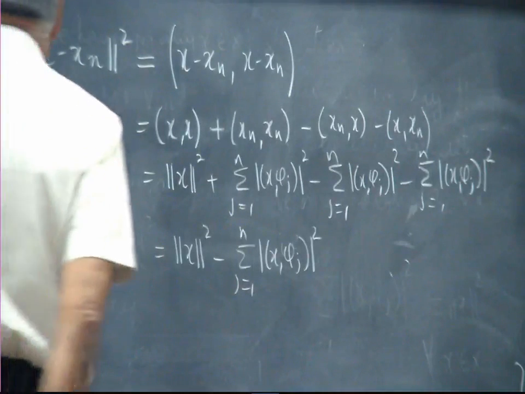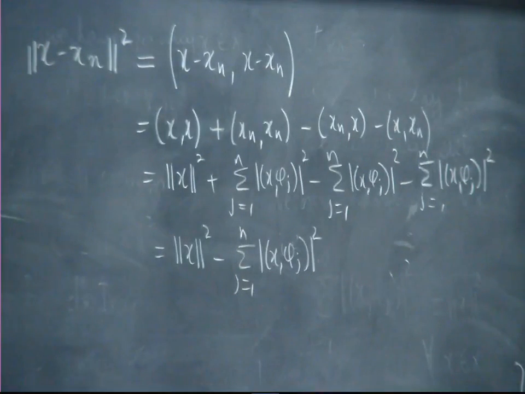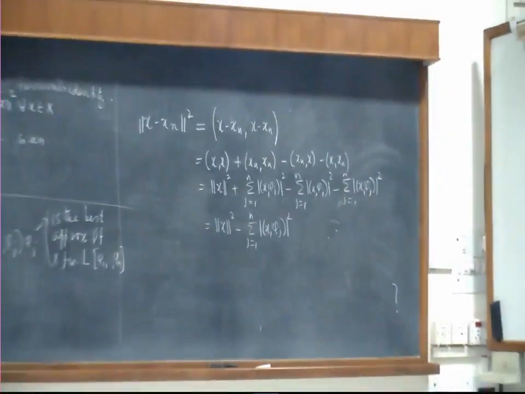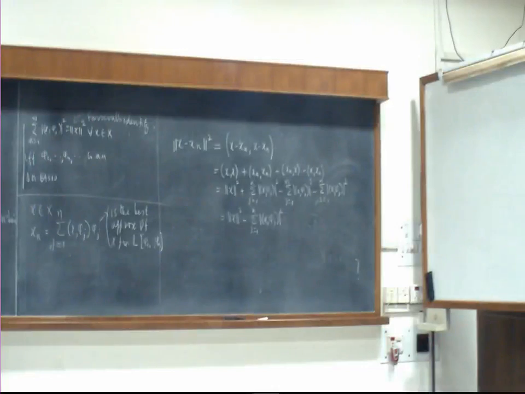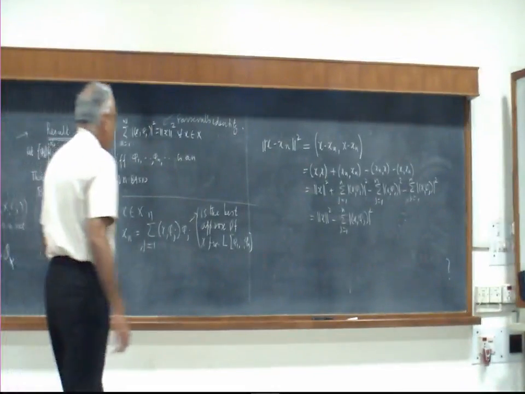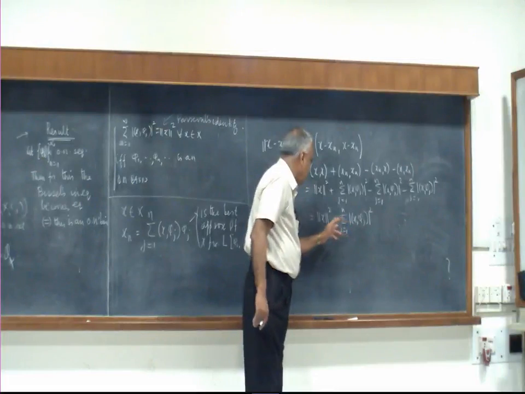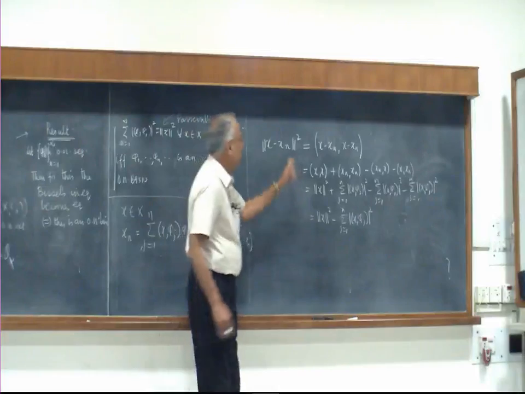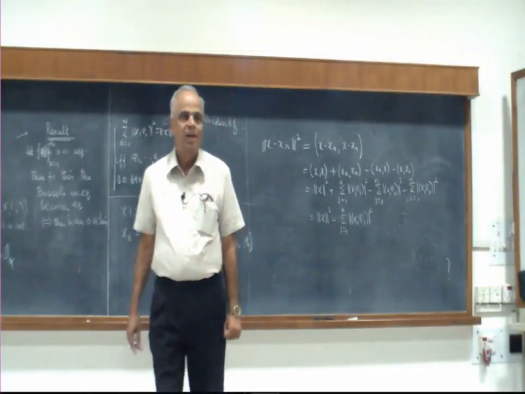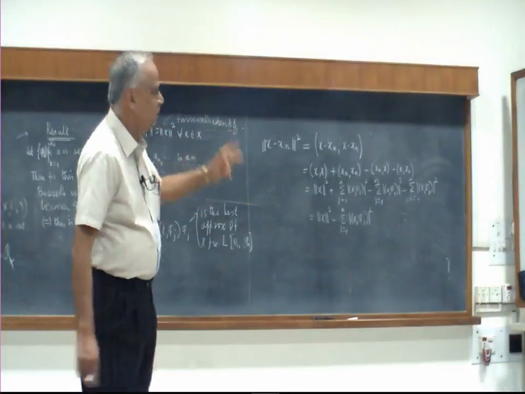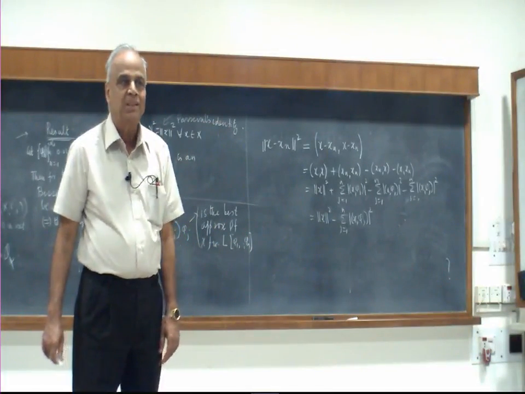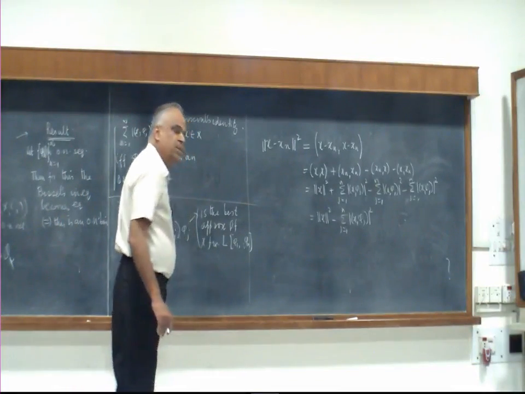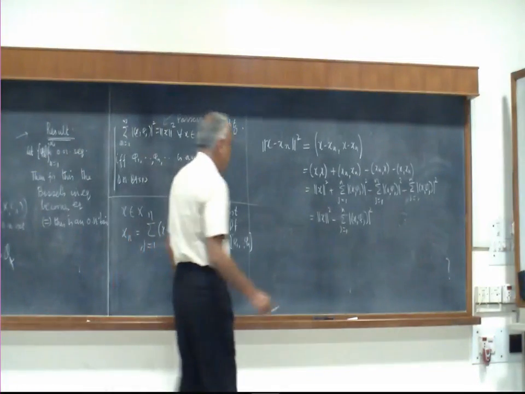Now, suppose we had an orthonormal basis. Then this one converges to this as n goes to infinity, and therefore that error will go to 0 as n goes to infinity. That means that the left hand side goes to 0 as n goes to infinity. That means xn converges to x. That means x can be written as the infinite series.